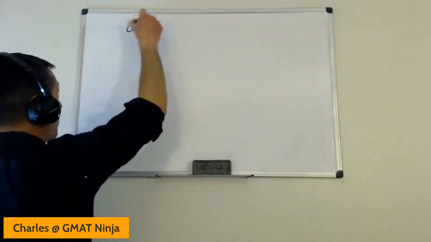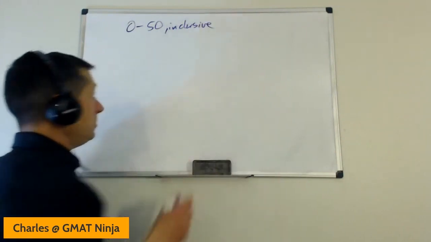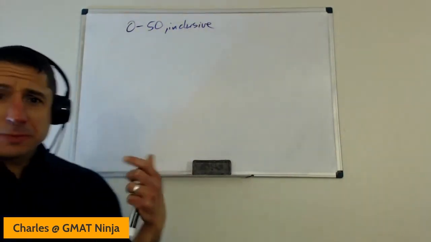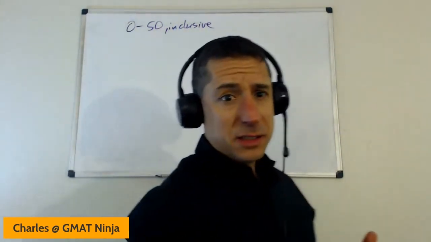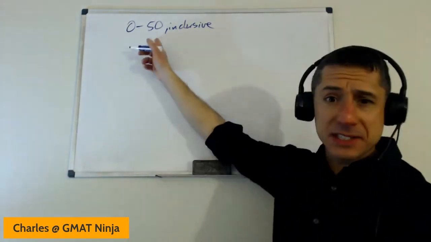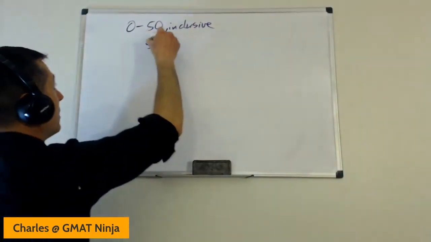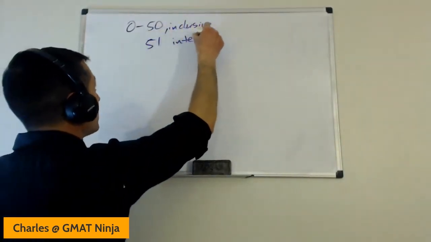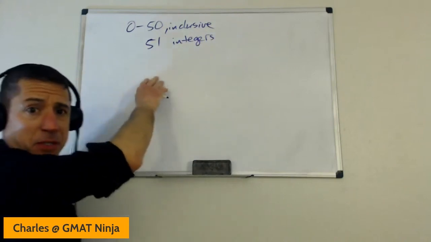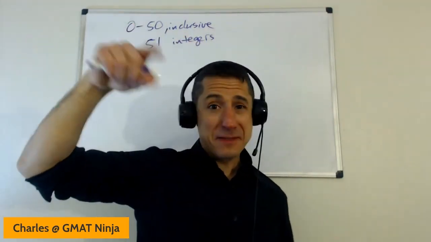If I were to ask you, so we've got the integers from 0 to 50 inclusive. Well, if I asked you how many multiples of 3 there are, maybe you'd struggle, maybe you wouldn't. Maybe you could look at this and go, well, this is 51 consecutive integers. Every 3rd number is a multiple of 3. Fatigue setting in. So I divide this by 3, 17 have to be multiples of 3.